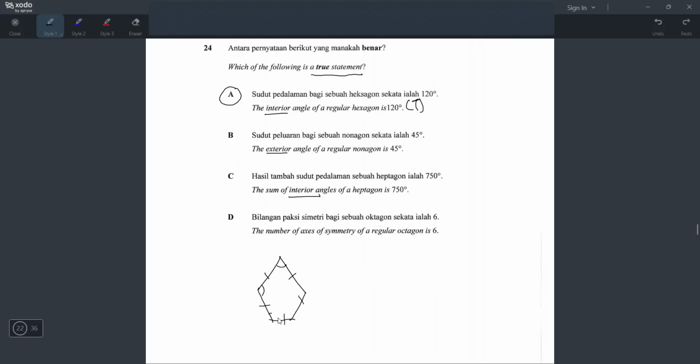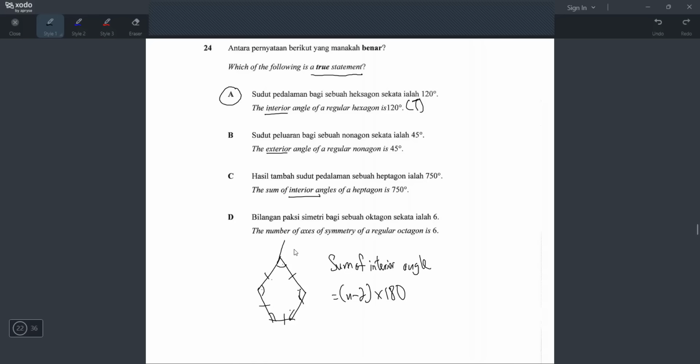And the interior angles also will be the same. If all sides are the same length, the angles will be the same also. And what is the formula we can use to find the interior angle? We will use the sum of interior angle formula, and the formula looks like this: n minus 2 times 180.